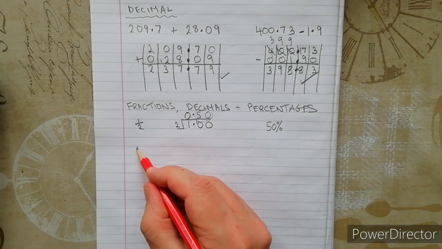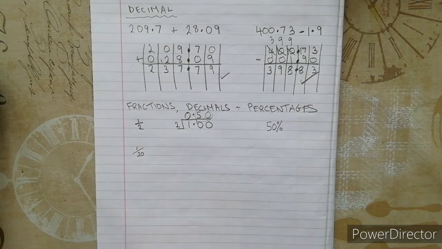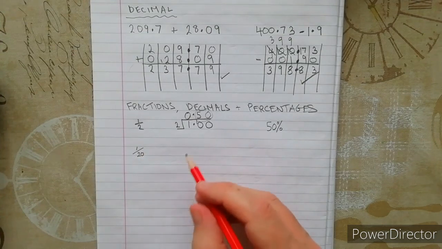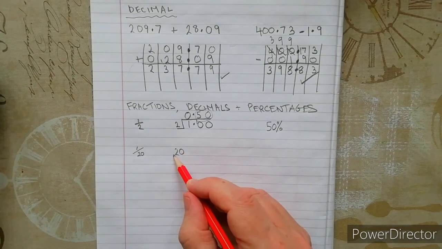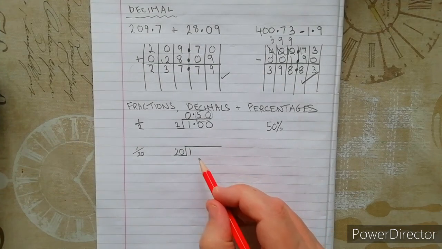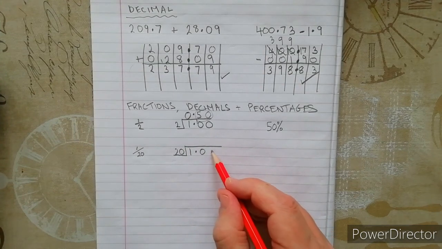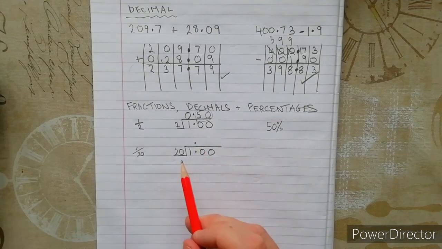Now a decimal like, say, 1/20th is much more tricky. So 1 divided by 20, and put in your 2 zeros just to get you started.